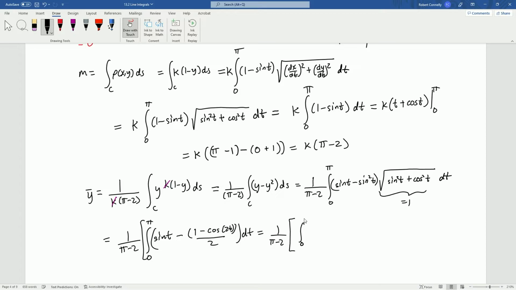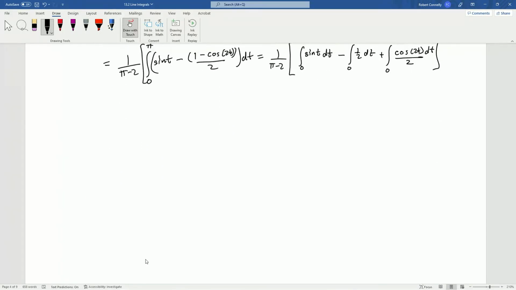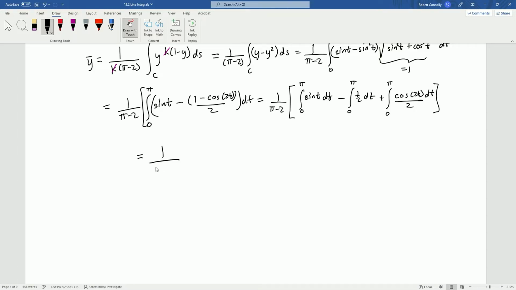All right, now I'm going to split up my integral into a few pieces here. The integral of sine of t is going to give us negative cosine of t evaluated from 0 to pi, minus 1/2 t evaluated from 0 to pi, plus sine of 2t divided by 2, and I've already got a 2 down there, so that's going to be divided by 4, evaluated from 0 to pi.